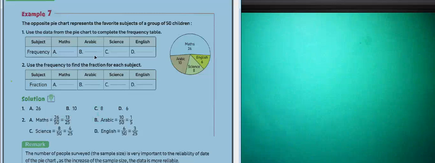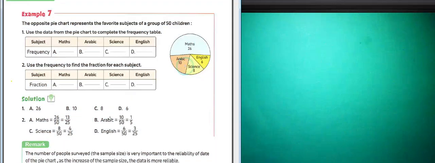And here Arabic was 10. 10 over 50, it will be 1 over 5. And science here, 8 over the total was 25. 8 over 25 equals 4 over 25 by dividing the numerator and denominator by 2.